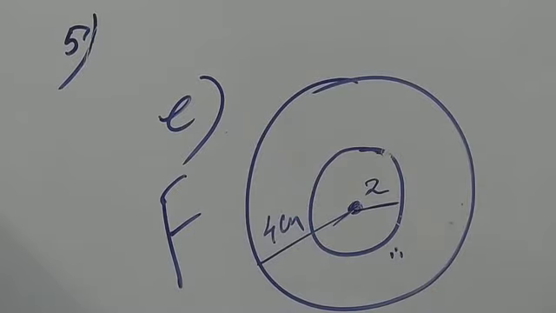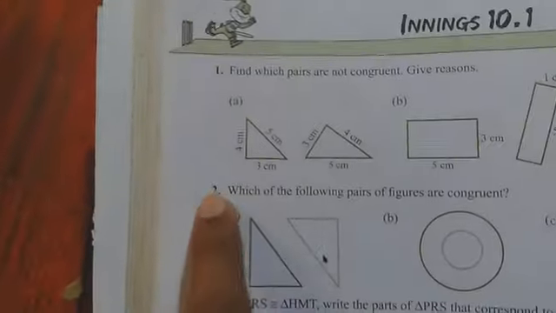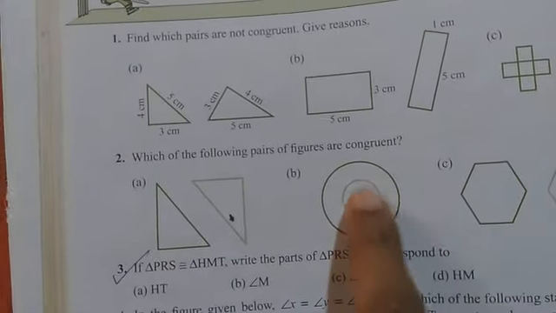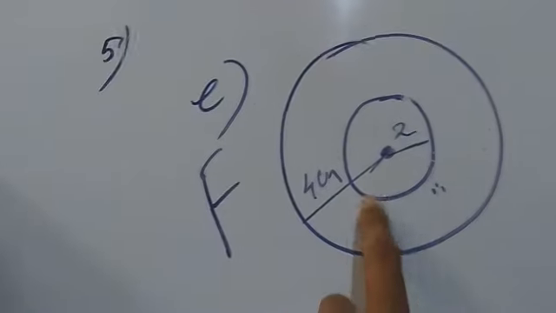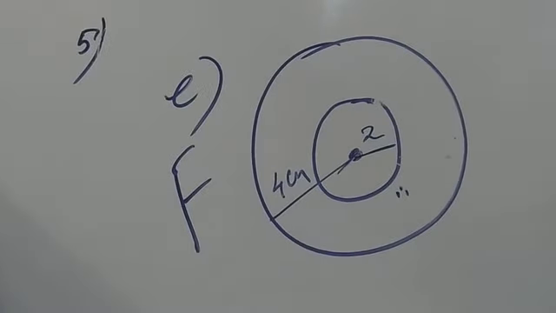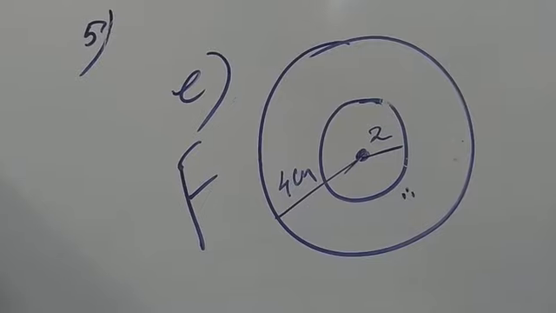This question we have already done in question number 2B. This figure is not congruent, and this one also. Question number 5E is also the same. This figure is not congruent. I hope you have understood my explanation.